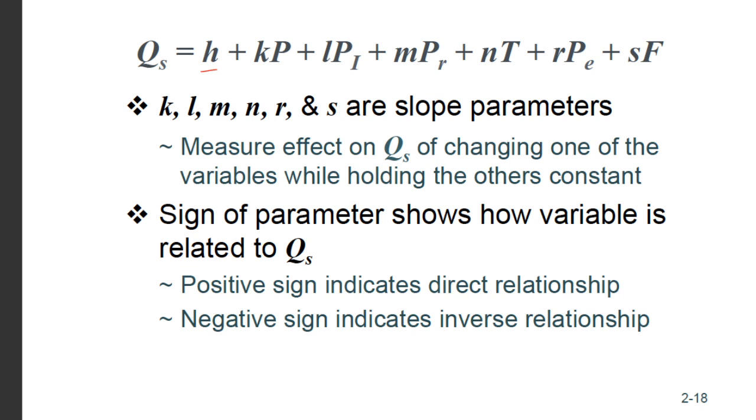You guys didn't respond. Okay, so all these are the slope parameters, just like we talked about before with the demand function, the quantity demanded function. This is the quantity supply function. The slope parameters measure the effect on the quantity supplied of changing one of the variables while holding all the others constant. The sign is very important. It shows how the variable is related to the quantity supplied. If it's a positive sign, we call it a direct relationship. If it's a negative sign, it's an inverse relationship.